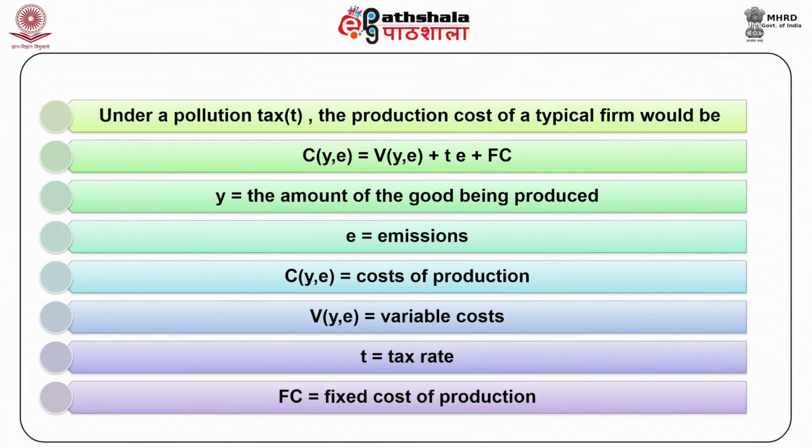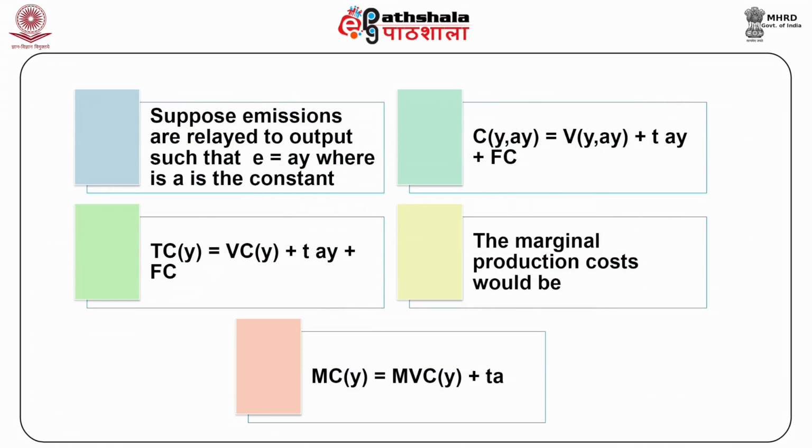Under a pollution tax, say small t, the production cost of a typical firm would be costs equal to the variable cost plus T, the pollution tax, times the emissions, that is unit of emissions, plus the fixed cost FC. Now suppose the emissions are related to output such that E is equal to AY, where A is just a constant. Then in this case, the total cost will be equal to the variable cost plus T into AY plus the fixed cost. We may rewrite the above equation as total cost equal to the variable cost plus fixed cost plus T into AY. So the marginal production cost would be, of course, equal to marginal variable cost plus TA.